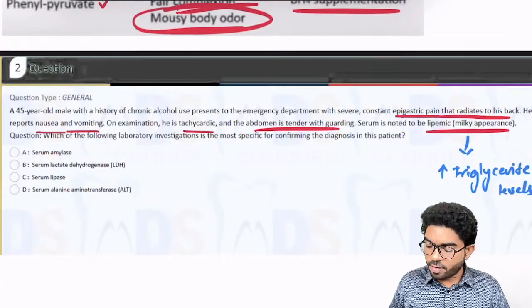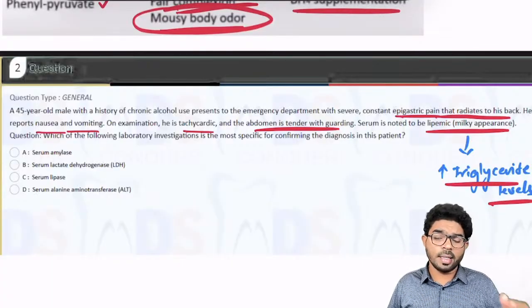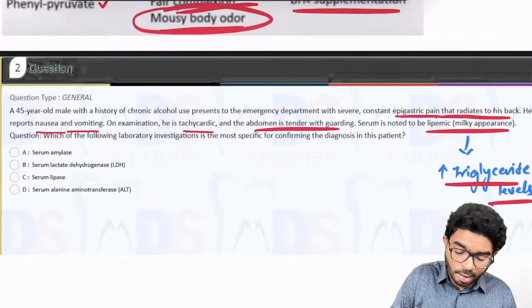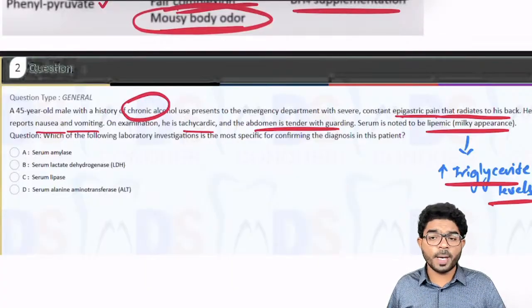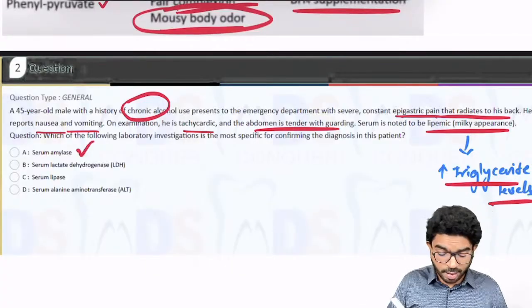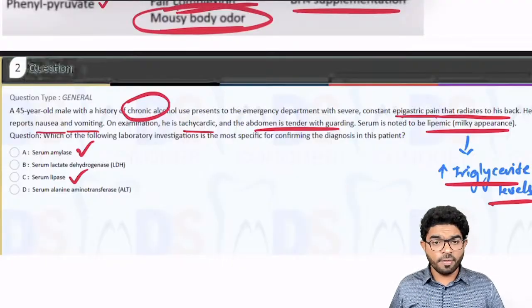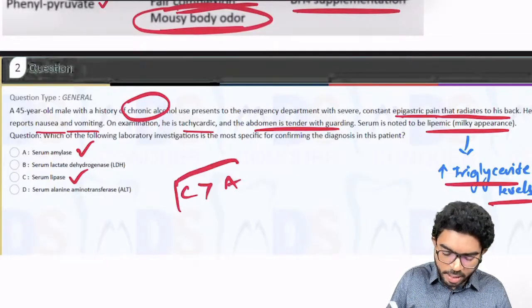Milky appearance is basically focusing on an increase in triglycerides as an etiology. In acute pancreatitis, the most common etiology is definitely alcohol, chronic alcoholism, along with an increase in triglycerides. So the question is moving around acute pancreatitis, and whenever I'm talking about this condition, I have two options here. One is serum amylase, yes, right. Serum lipase is also right. But if you need to specifically pick among serum amylase and serum lipase, lipase is going to be the best answer compared to amylase.